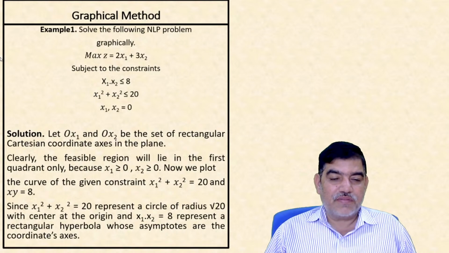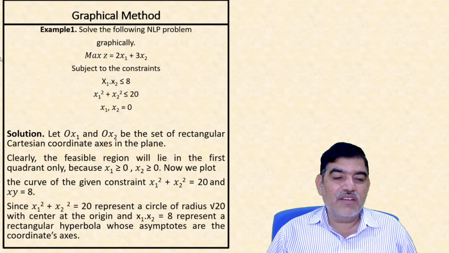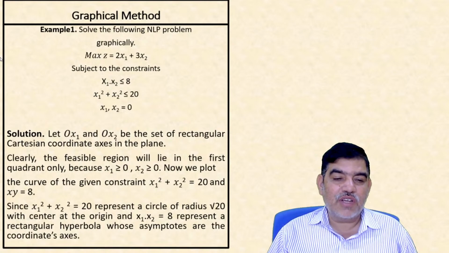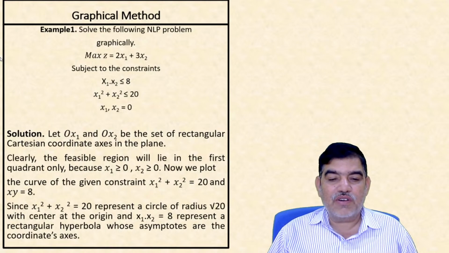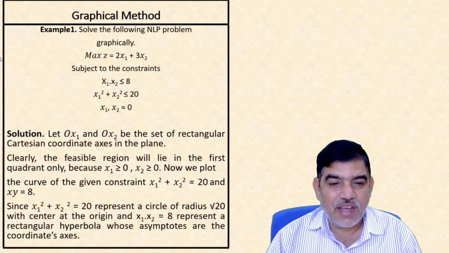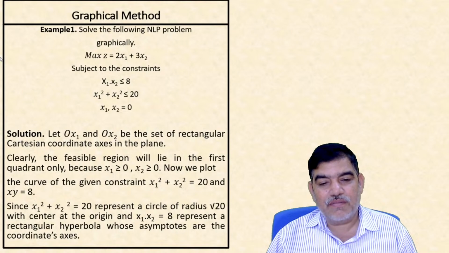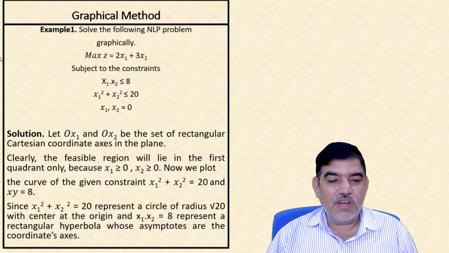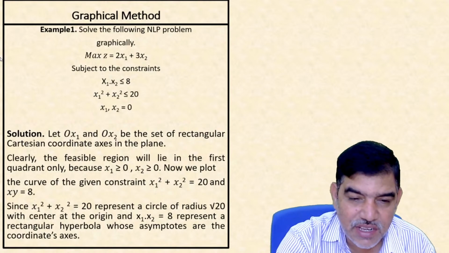Here, x1² + x2² = 20. x1 is one axis, and the other value you can put on the x2 axis. That is x1² + x2² = 20, which represents a circle of radius root 20 with center at the origin, and x1·x2 = 8 represents a rectangular hyperbola whose asymptotes are the coordinate axes.